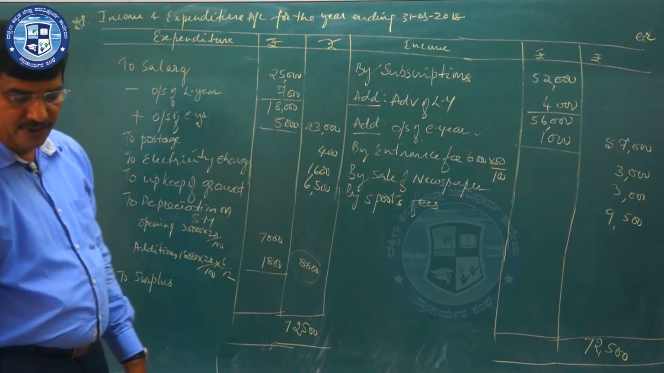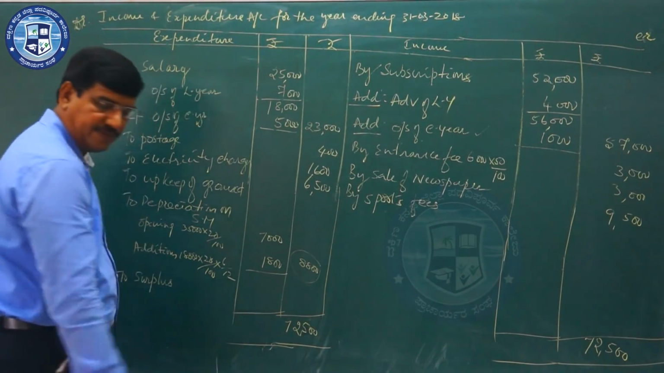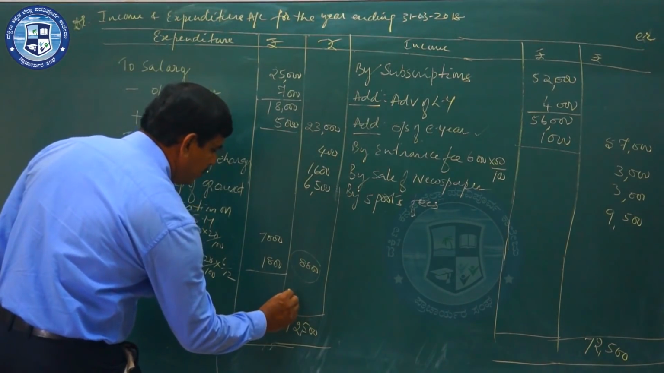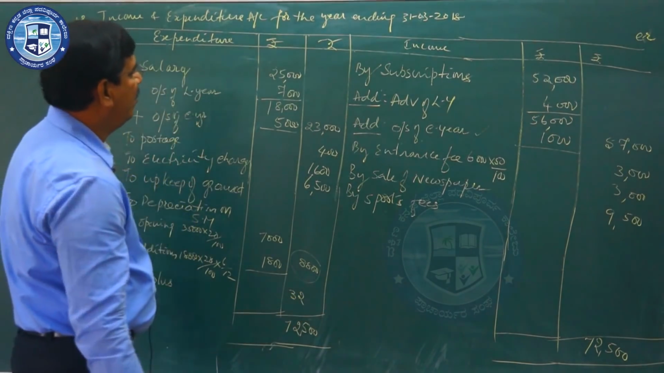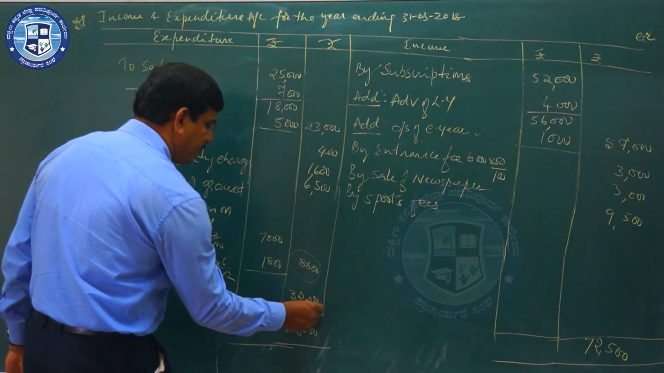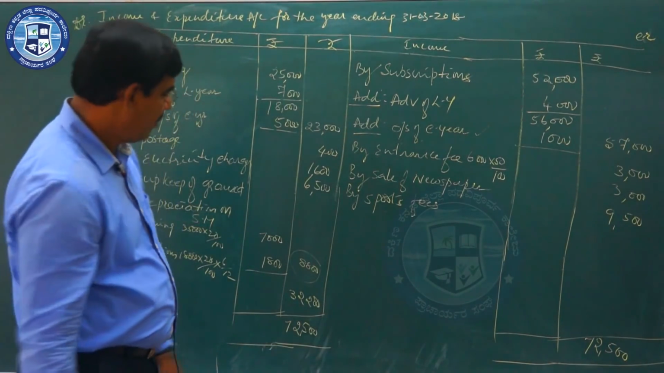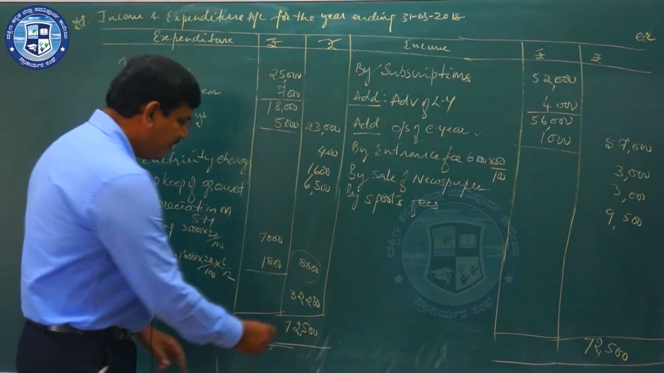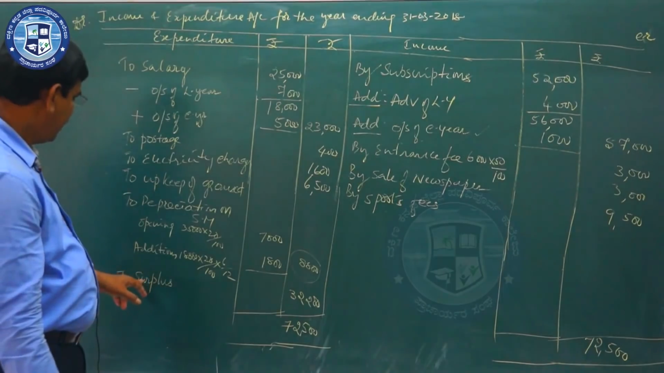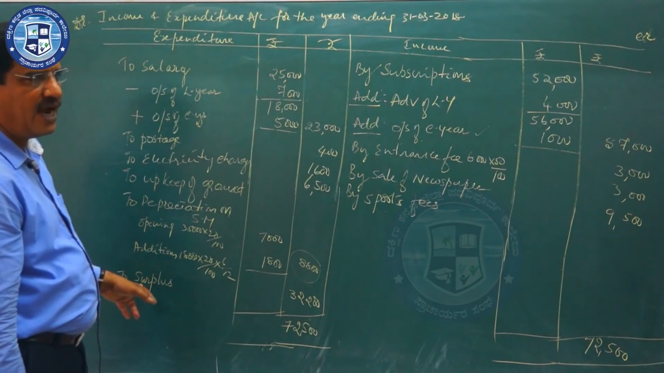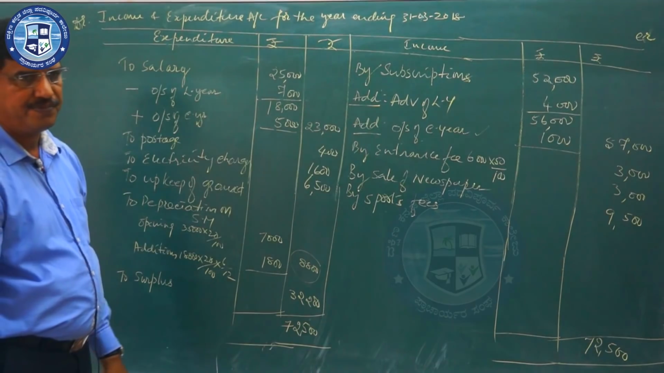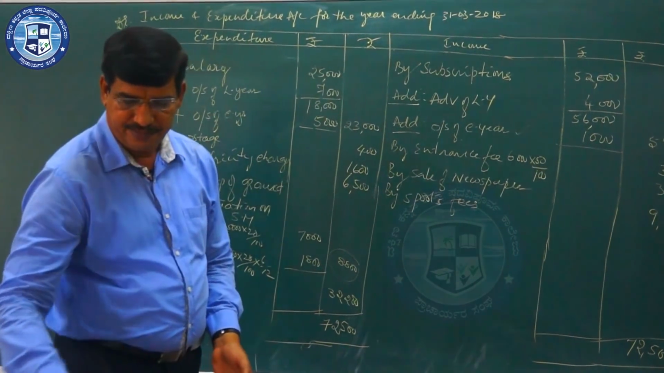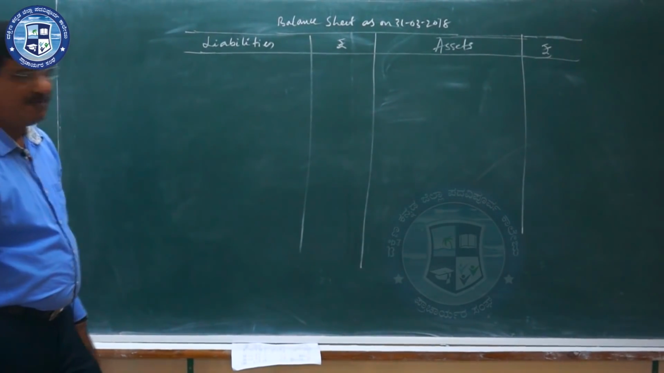The amount of surplus is 32,200. I have entered the total also. So here this surplus amount has to be added to the capital fund. Now let's go to the balance sheet. Let's see how to prepare the balance sheet.